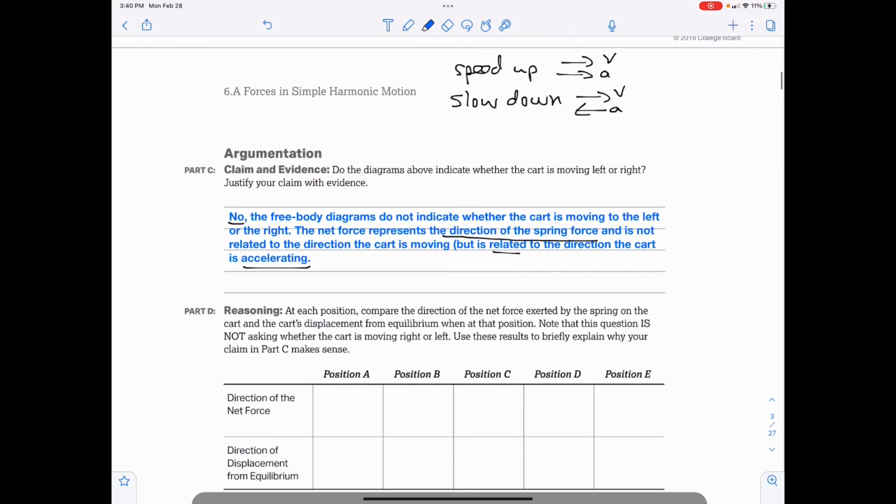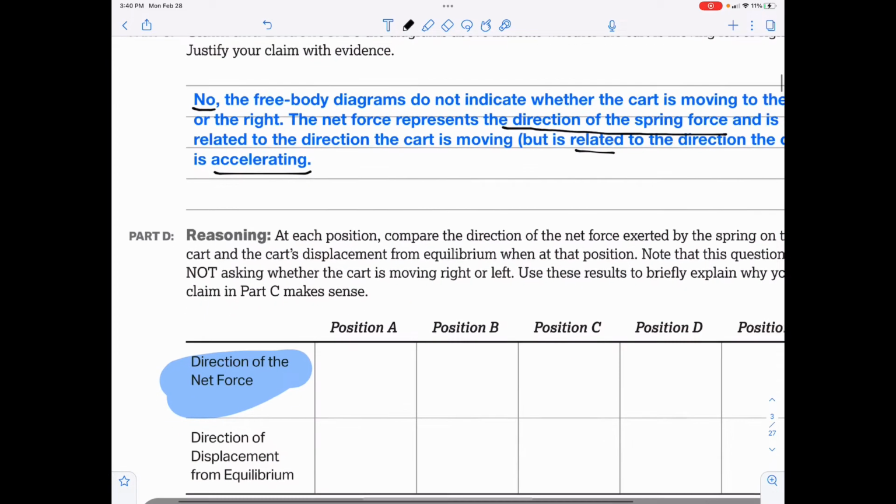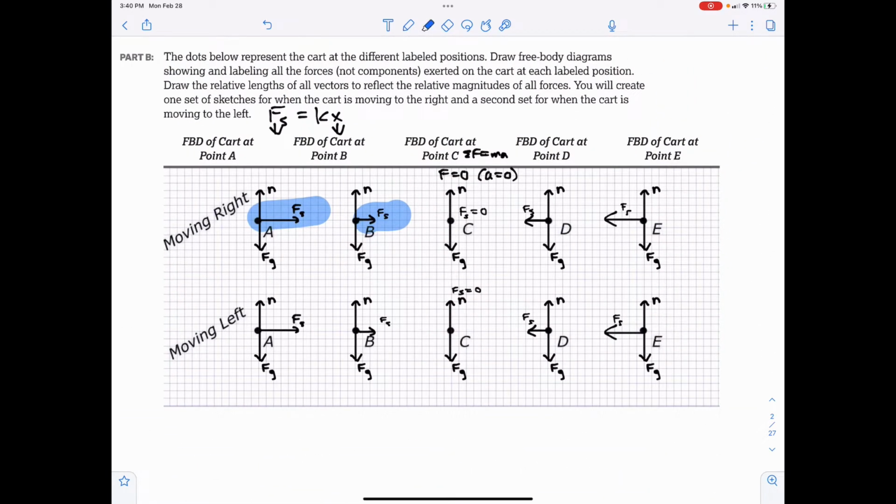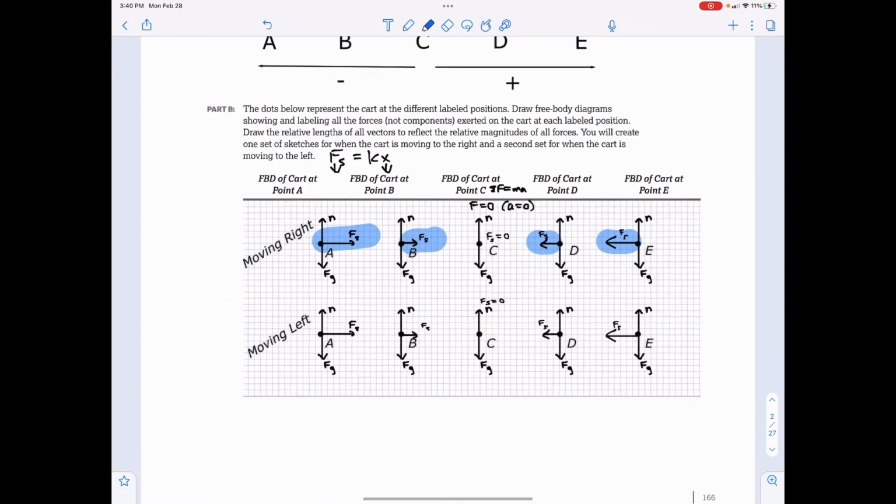Okay, so I'm talking about the direction of the net force here. So for position A and B, the direction is easily to the right. Okay, for part C, there is none. Net force is 0. Part D and E, the net force is to the left.